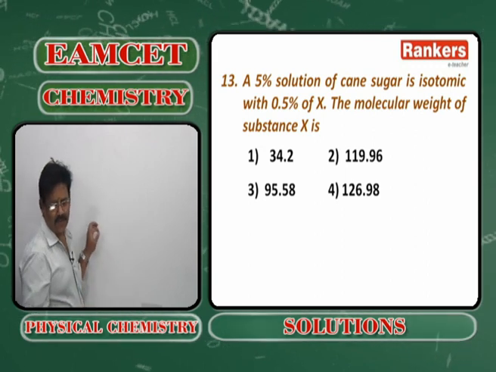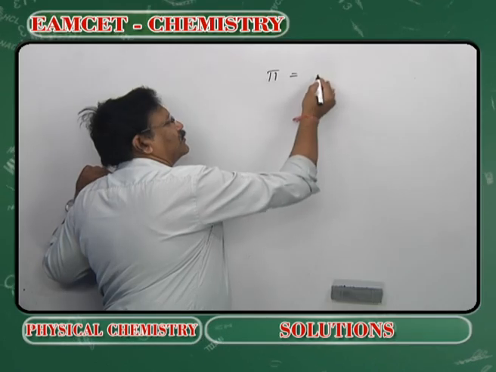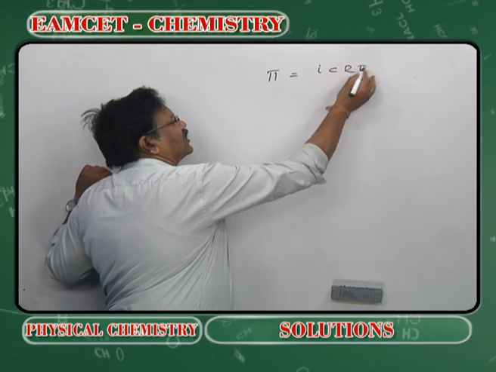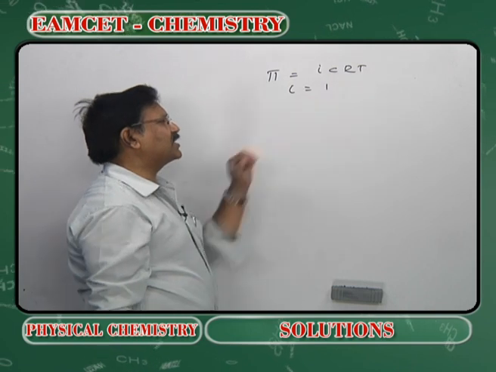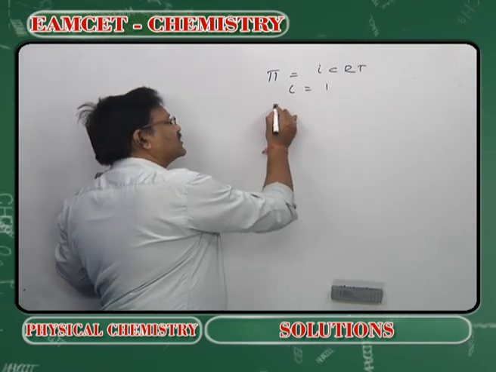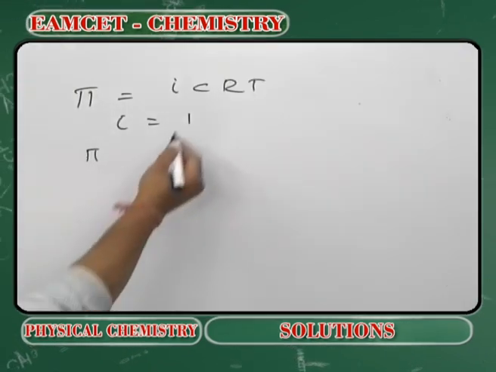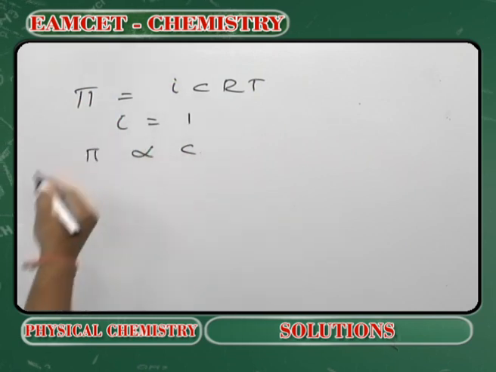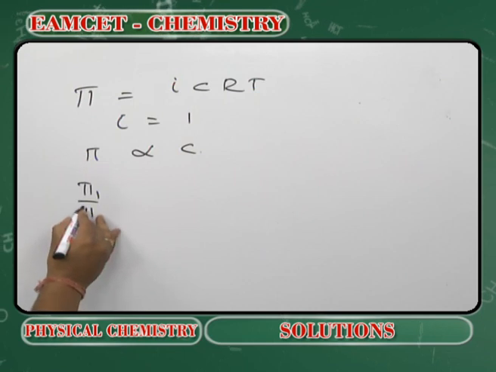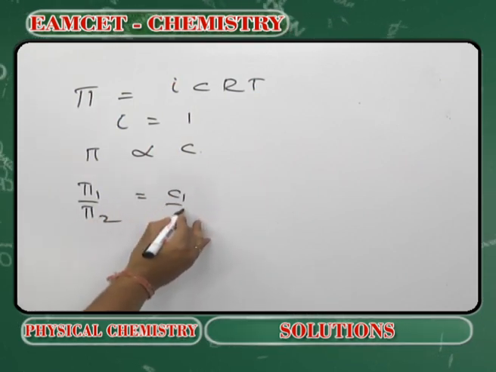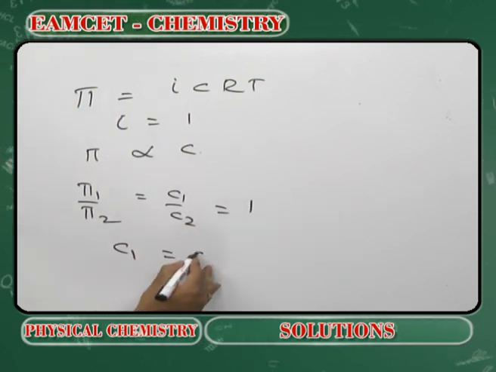Pi is equal to iCRT. For cane sugar, i is equal to 1. When the temperature is kept constant, pi is proportional to C. So pi 1 by pi 2 is equal to C1 by C2, that is equal to 1. So C1 is equal to C2.